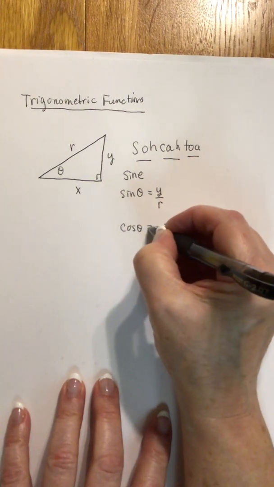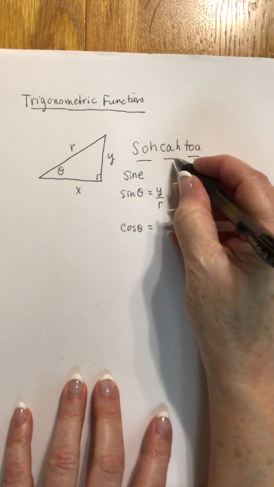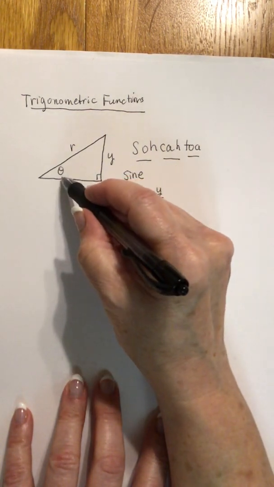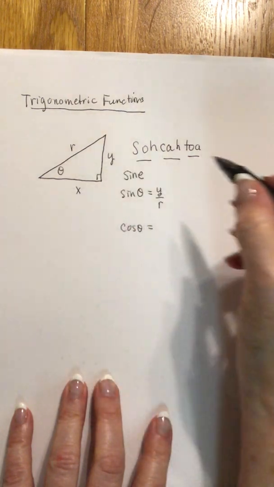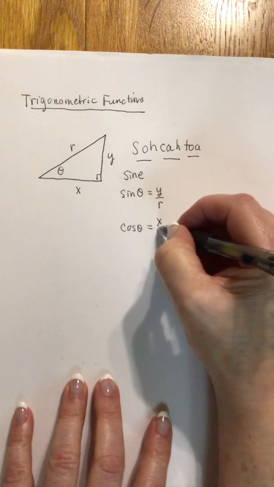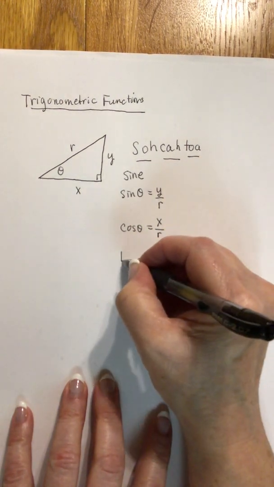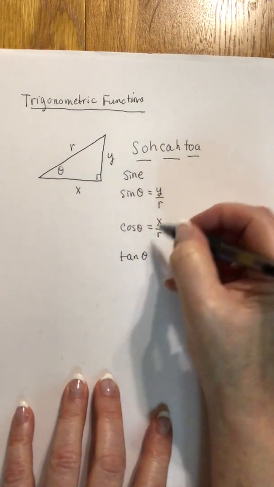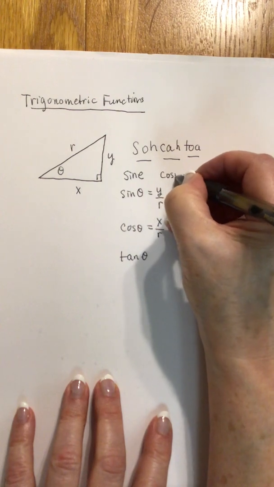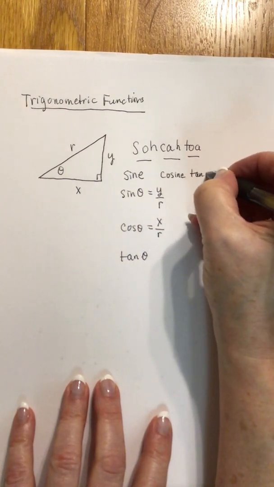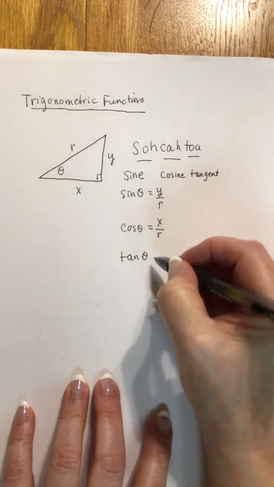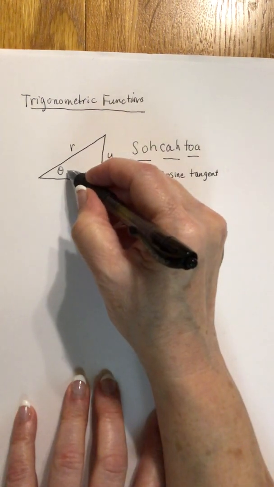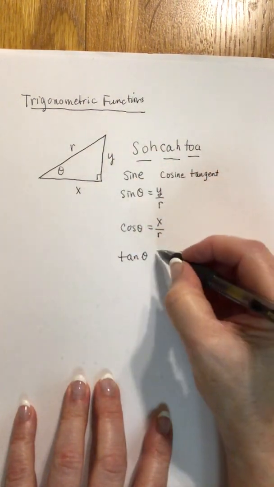Cosine theta is going to be the CA, which means adjacent, which means next to, and the hypotenuse. So here's theta, my next to would be the x, and my r. So adjacent over hypotenuse. And third one is tangent. So these are all abbreviations. Sine was this, cosine is this, and tangent. So tangent, we know, is the TOA, so the opposite over the adjacent. So if I look over on my picture, opposite would be the y, adjacent would be the x, equals y over x.